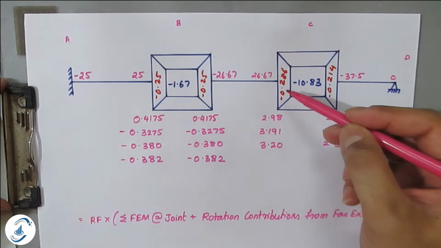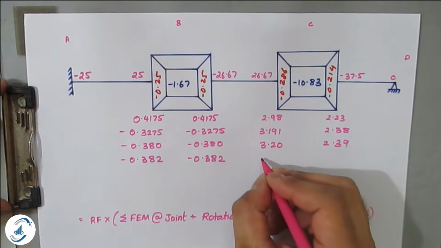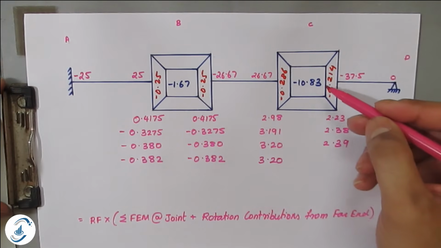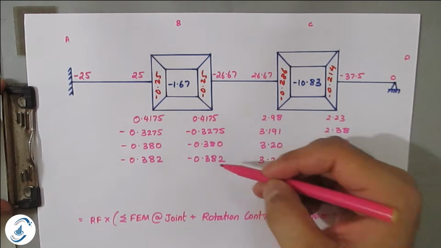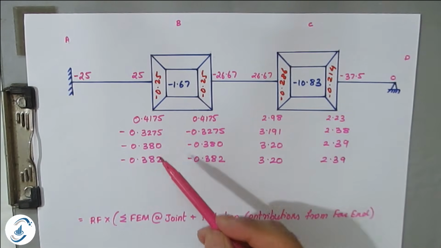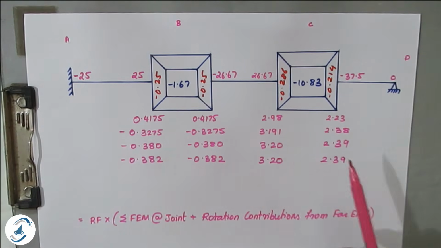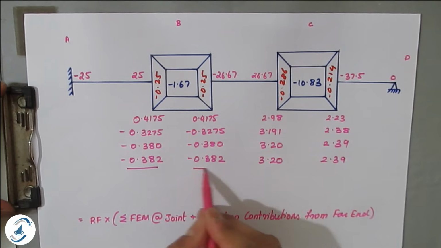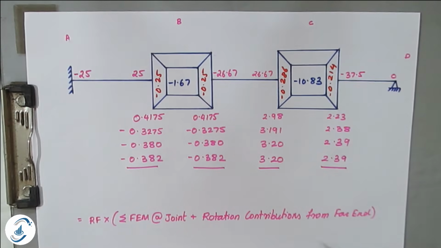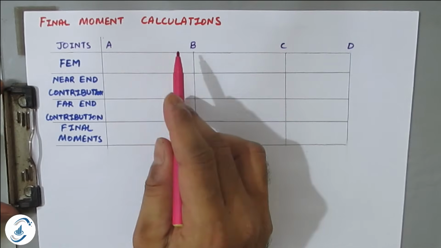Minus 0.286 into minus 10.83 minus 0.382, you will get 3.20. Minus 0.214 into minus 10.83 minus 0.382, 2.39. If you see carefully, these two values are almost the same in all the contributions. So this will be your final contribution values. We have to take this and carry forward to the final moment calculations. So this will be your final moment calculation table.